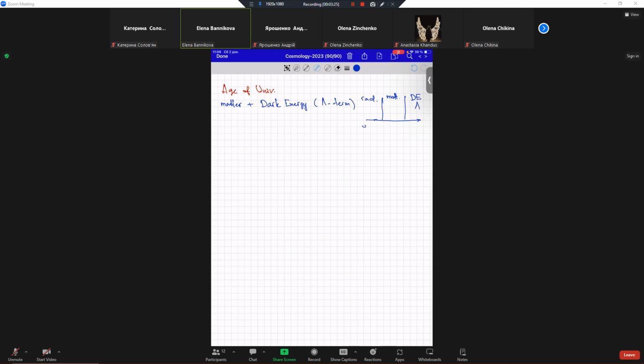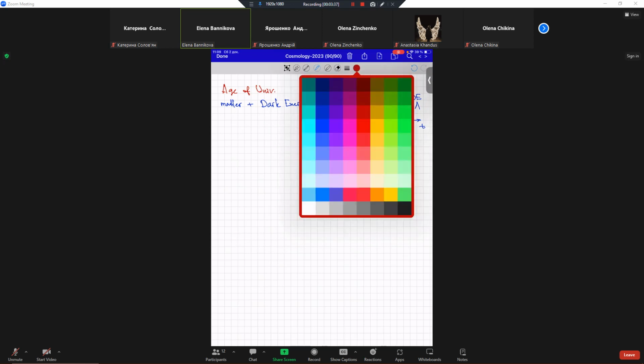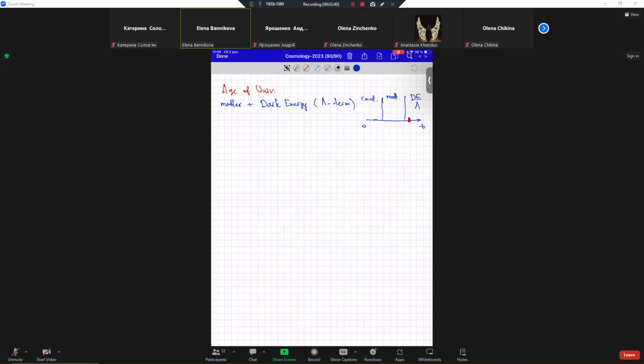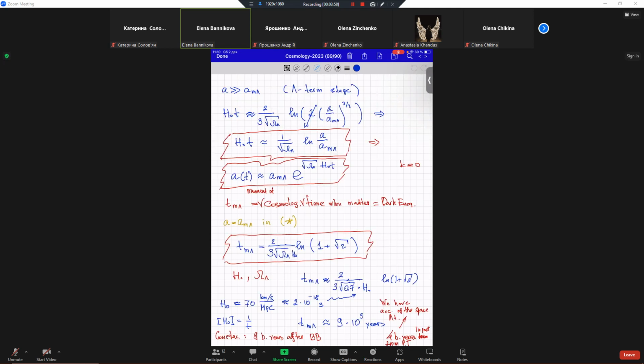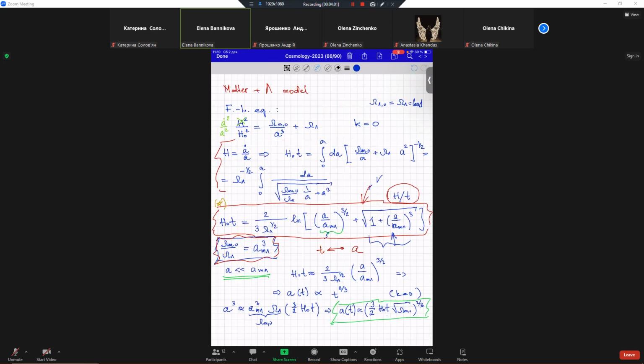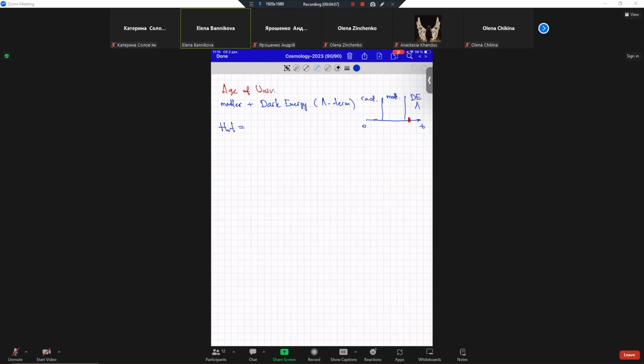If we put 0 here and time here, we are living something like here, in this time. To be precise, we can use the model of matter plus lambda term, and for this we obtained the relation between time and scale factor. So I will repeat it here.